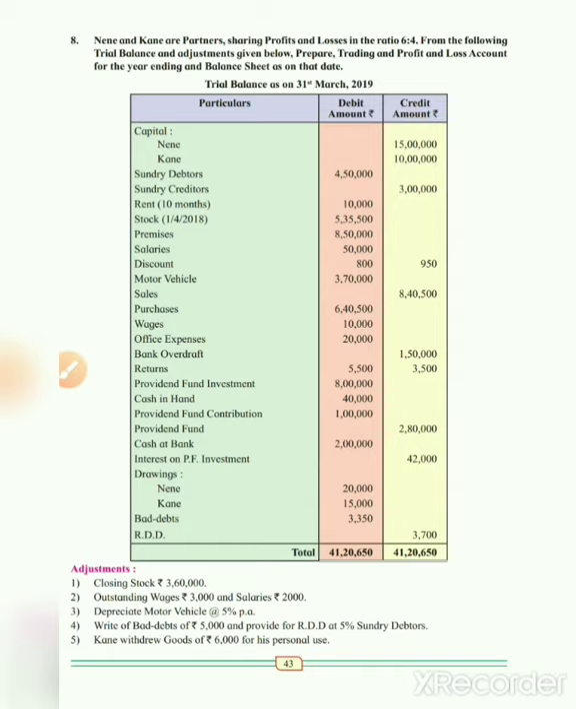Today we are going to understand illustration number 8 from our textbook. Nene and Kane are partners sharing profits and losses in the ratio of 6:4. 6:4 is the profit sharing ratio of these two partners of the firm. From the following trial balance and adjustments, prepare trading and profit and loss account for the year ending and balance sheet as on that date.